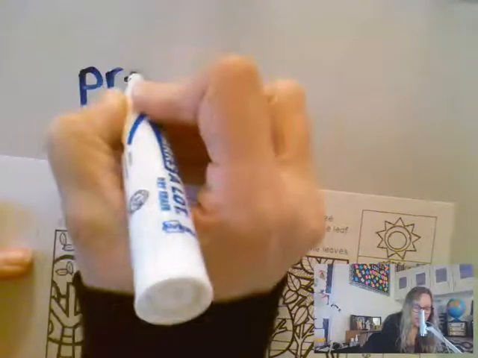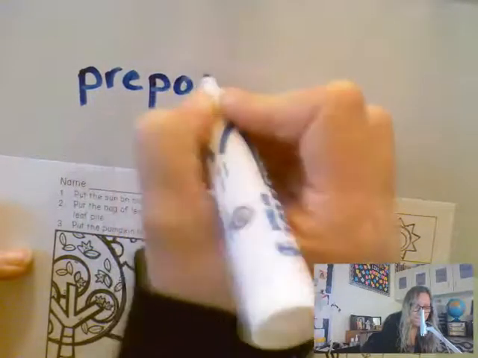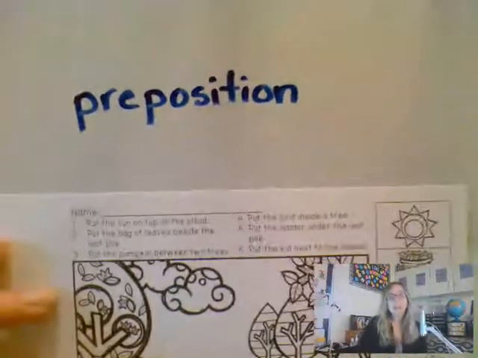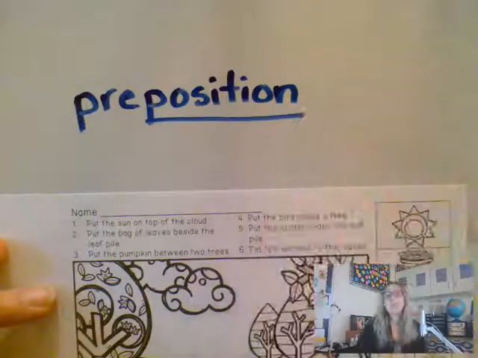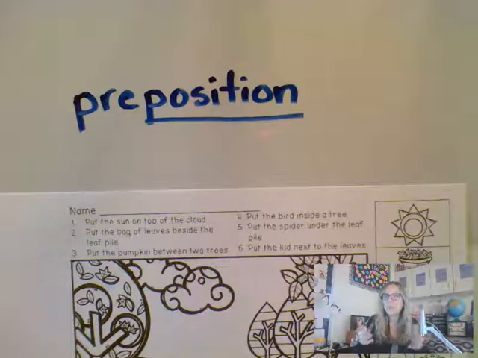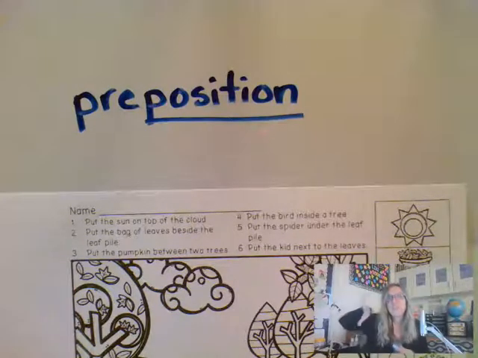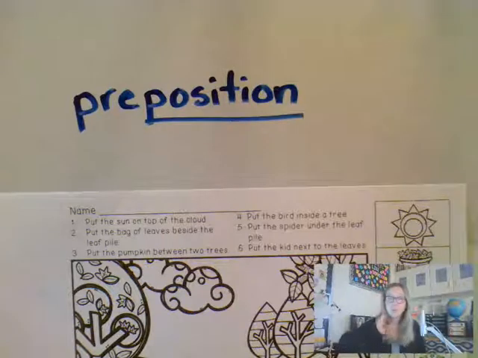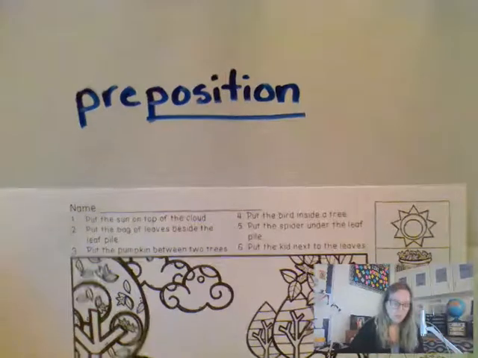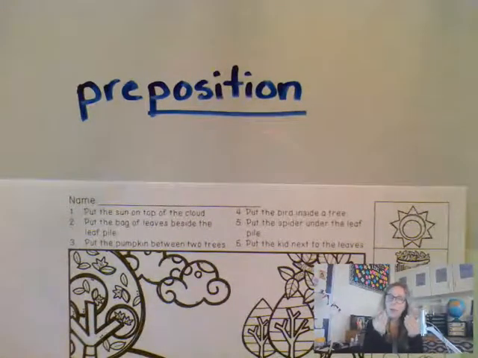When I say the word preposition, in that word preposition, I hear the word position. Position means the way that you're standing or sitting or where you are located, your position in the room. So for example, the position of the smartboard in the classroom is at the front of the room. The position of the door of the classroom is at the back of the room. And so prepositions are words that tell us where or when things are happening.